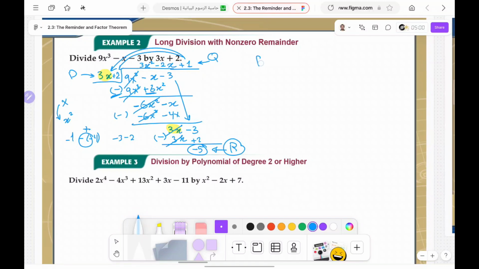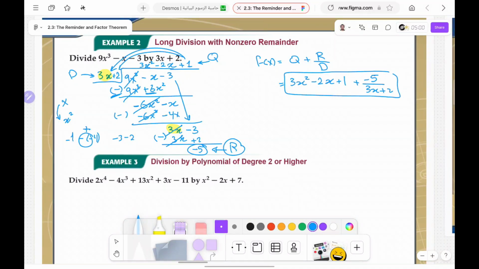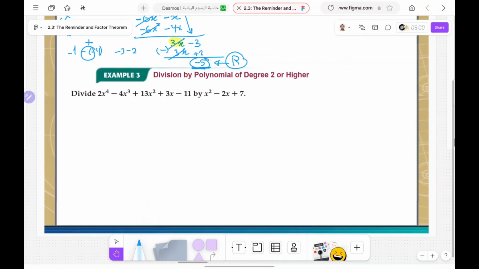Now when I need to write my answer, the answer will be f of x equal quotient plus remainder over divisor. So the quotient is 3x squared minus 2x plus 1, plus the remainder, which is negative 5, over the divisor 3x plus 2. Now, is this 3x squared term a factor? No, it's not a factor. Why? Because when I used the long division, I got a remainder, so that means this term here is not a divisor.